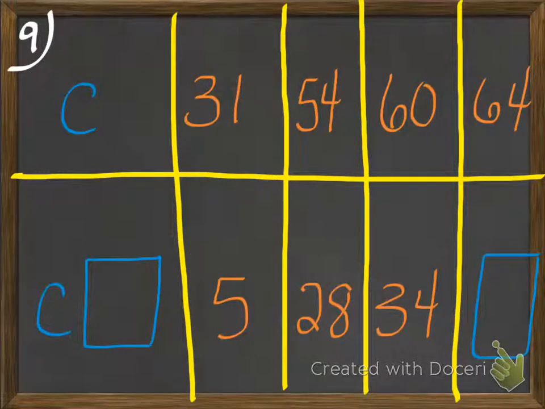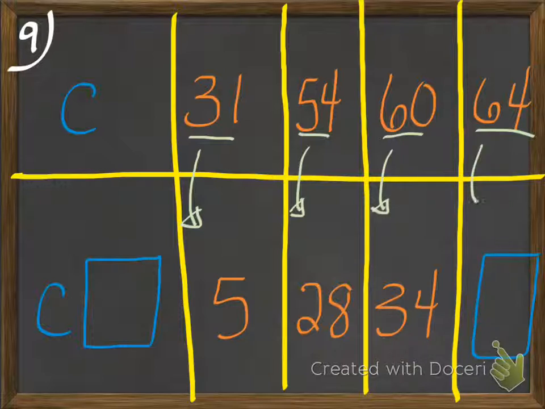Okay, number 9. We have C. C equals 31, 54, 60, and 64. What is the operation that's happening? And show the relationship. Show how much it is changing. Okay, if you said that we are subtracting, you are correct. And if you said we're subtracting 26, that is also correct. And then our last box, 64 minus 26, would give you 38.